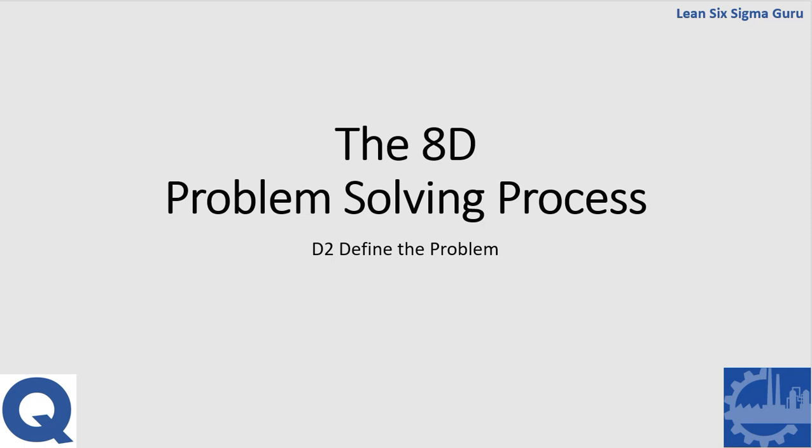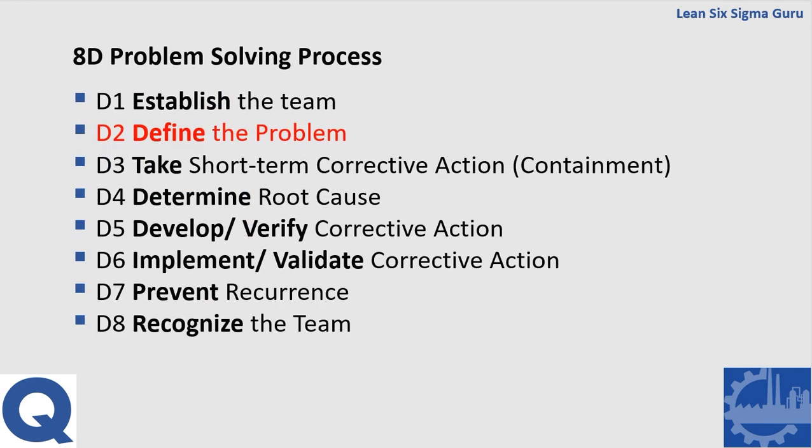This short video is an introduction to the 8D problem-solving process and specifically D2 problem definition. The 8D process goes through 8 steps that must be followed sequentially, 8 disciplines D1 through D8. In this specific video, we'll talk about D2, the second step to define the problem.